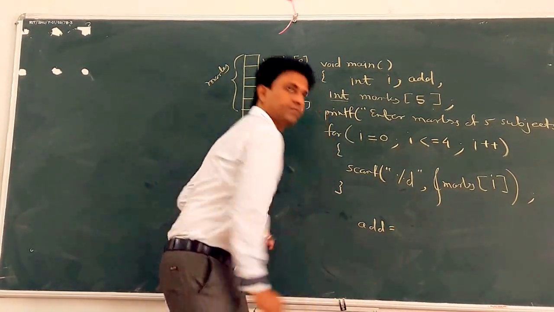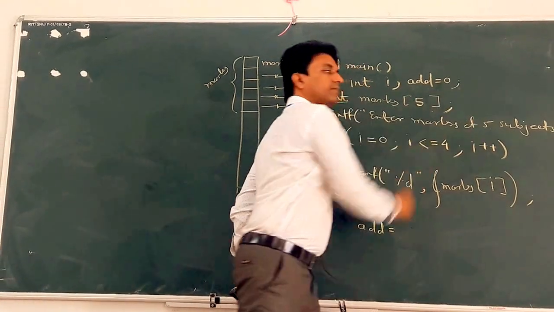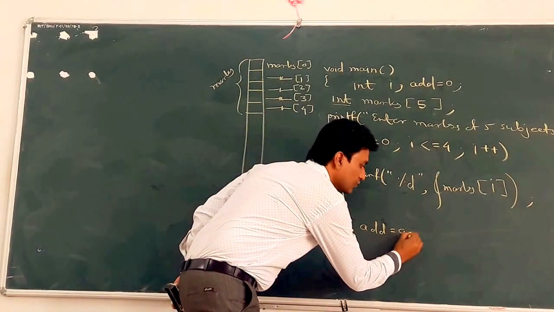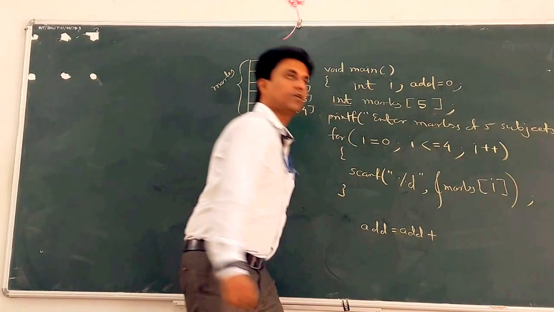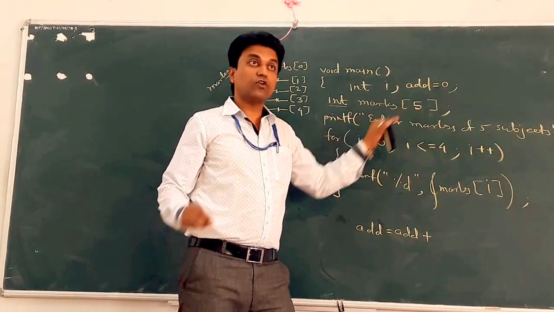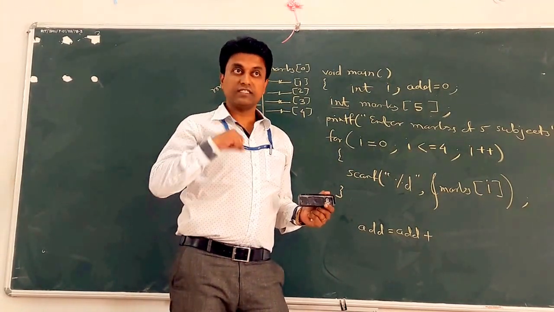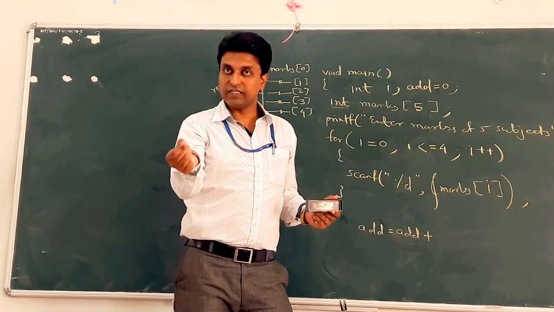So how to add? Add is equal to initial. What is the initial value? Garbage. So you want to initialize it to 0. Add is equal to add plus what? Marks of the first subject. So how do you get the marks of the first subject? Marks of 0th index. Second, marks of 1.